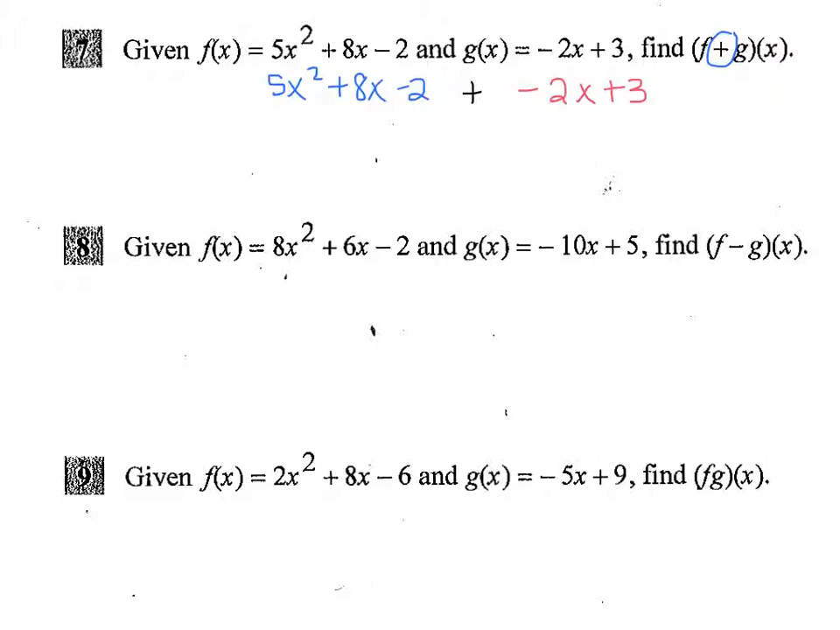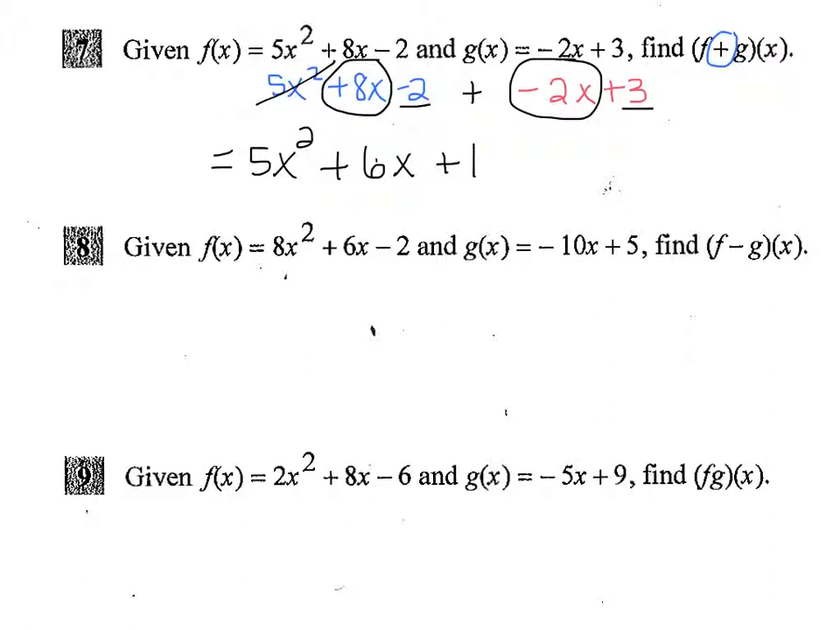So what we're going to do is just combine like terms. So 5x squared, those are the only x squareds around. Now let's put the x's together. We have plus 8, and it's going to be plus a negative, or just minus 2x. So 8 minus 2 is 6 x's. And last we have negative 2 plus 3, which is positive 1.